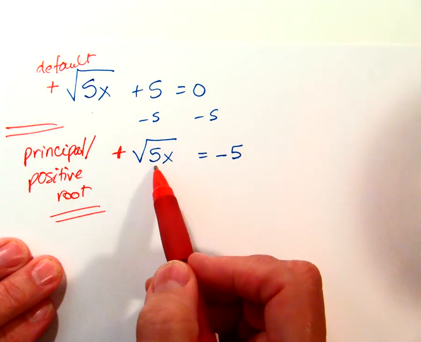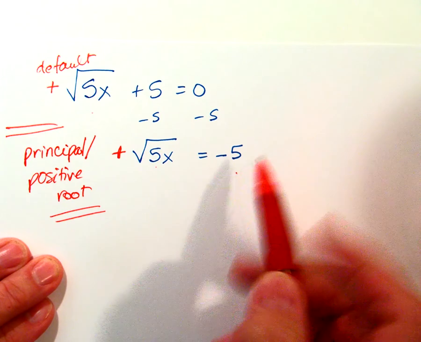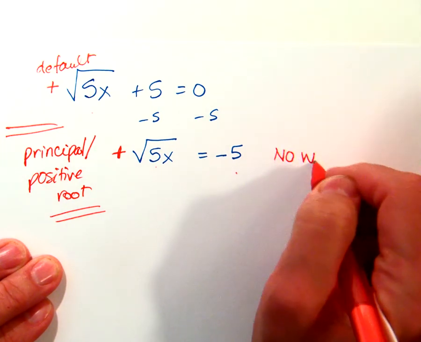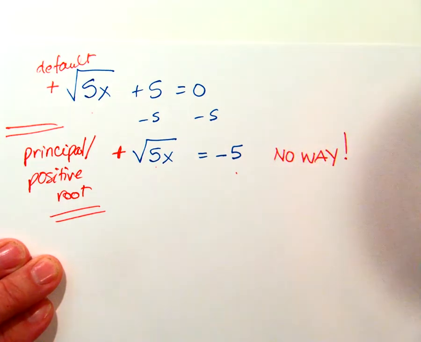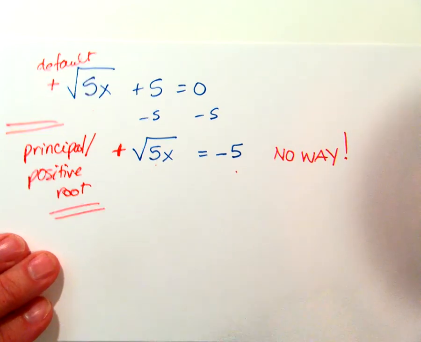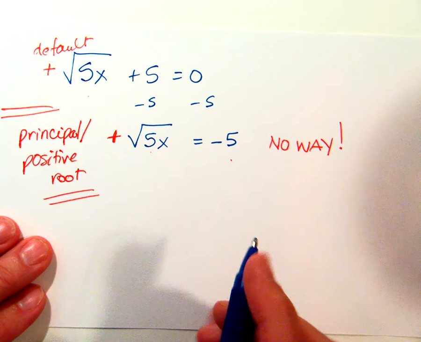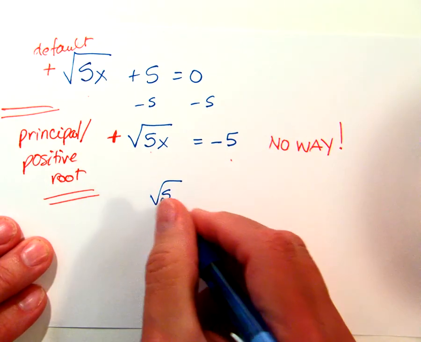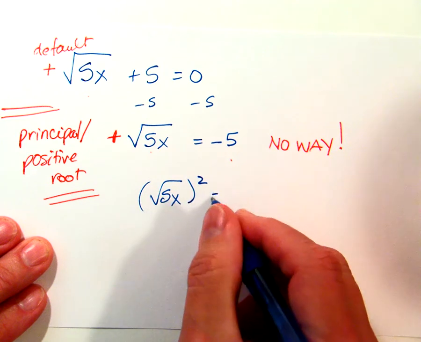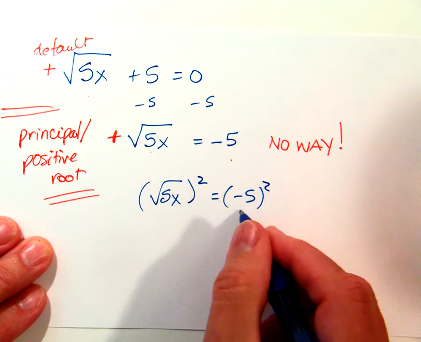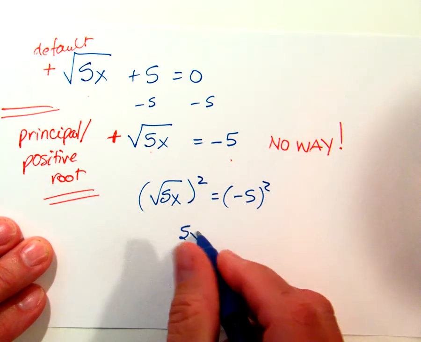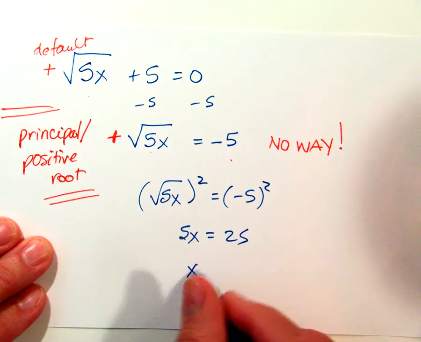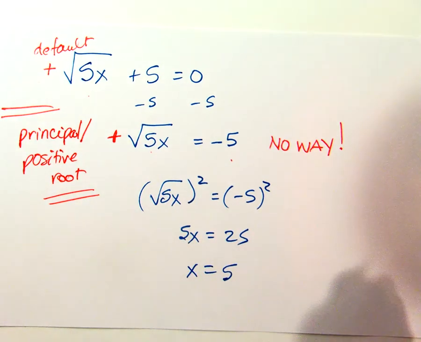We have a positive number equals a negative number. No way. However, if you're just going through and not thinking as clearly as you might sometimes, if you keep going, you will get an answer. So, for example, if I keep going, I'll square both sides. Have to square the negative. I'll get 5x equals 25. X equals 5. Notice I get a perfectly good answer.